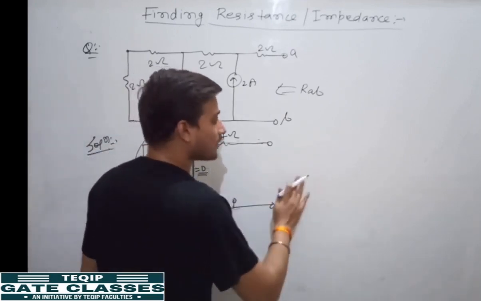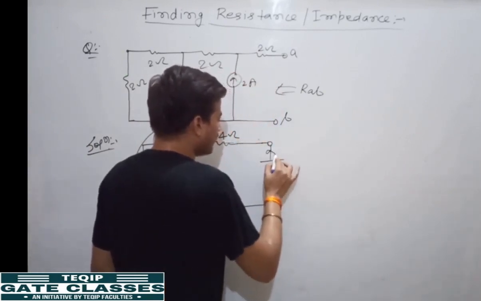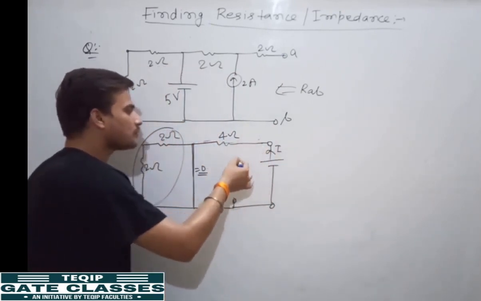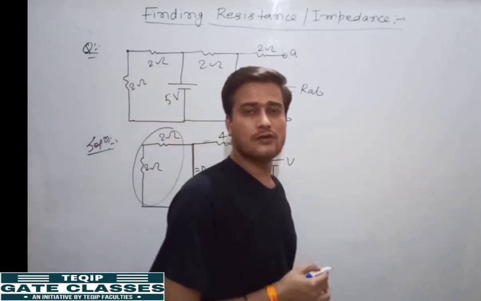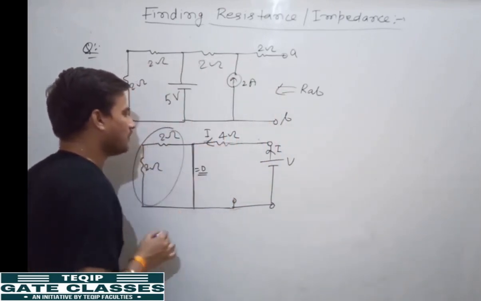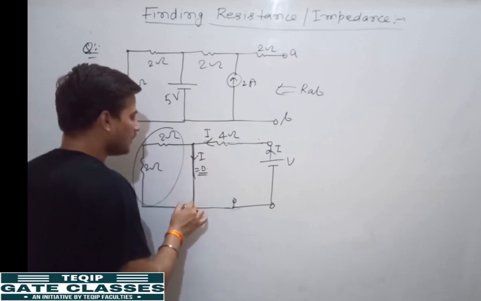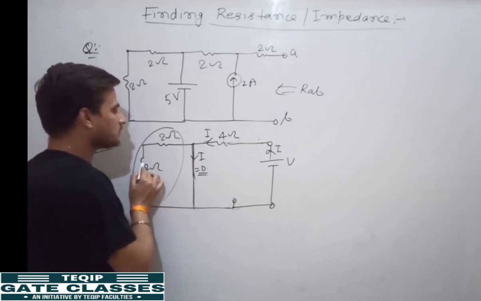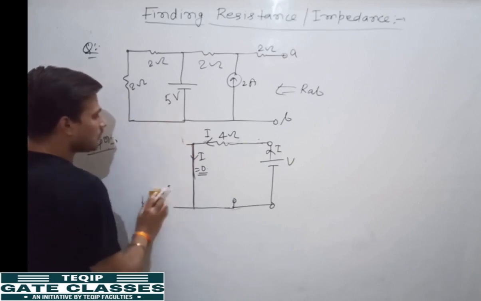What is the meaning of resistance? Resistance means if you are placing a battery and a current is flowing, then the resistance observed by this voltage source is called equivalent resistance. When the current I_A starts flowing, it will come here, and then directly go through the short circuit path. The current is not flowing through this one, so this will not come into the picture.